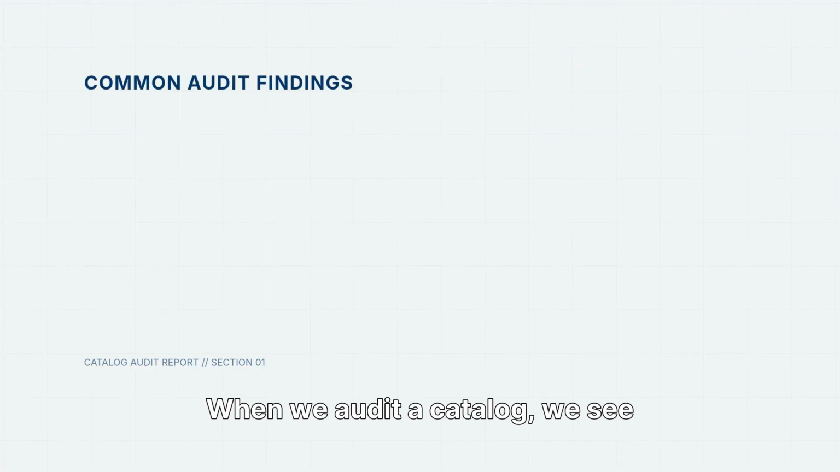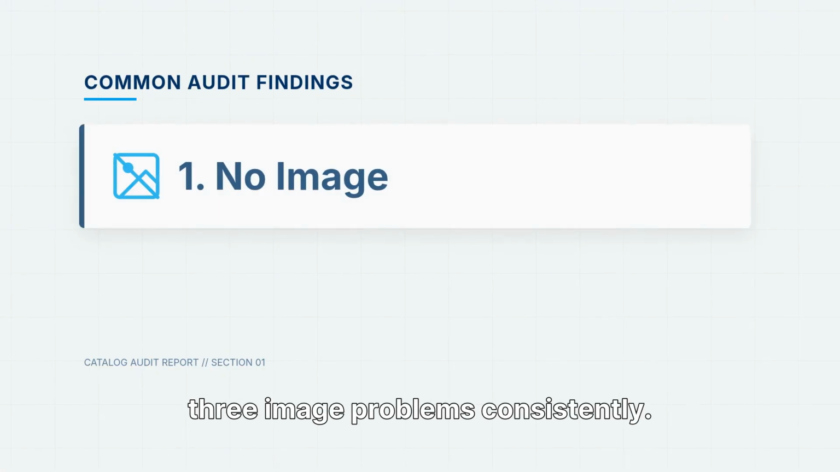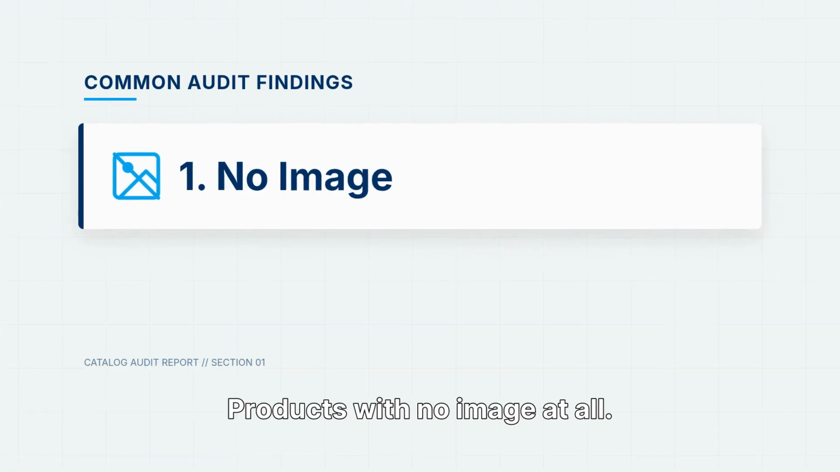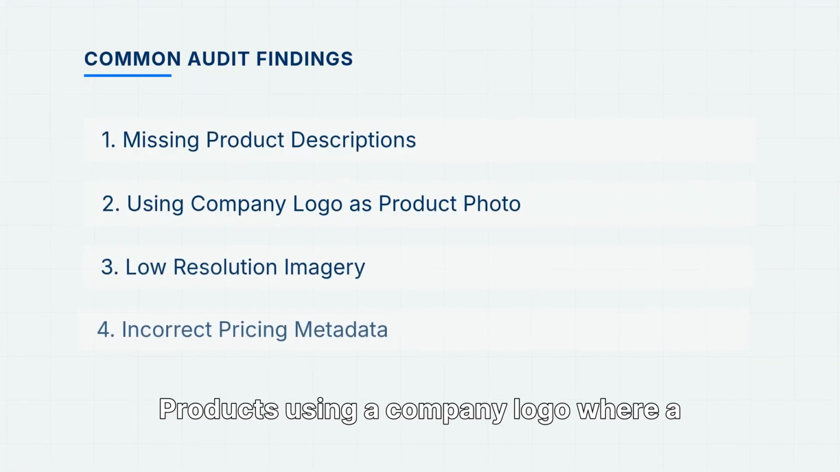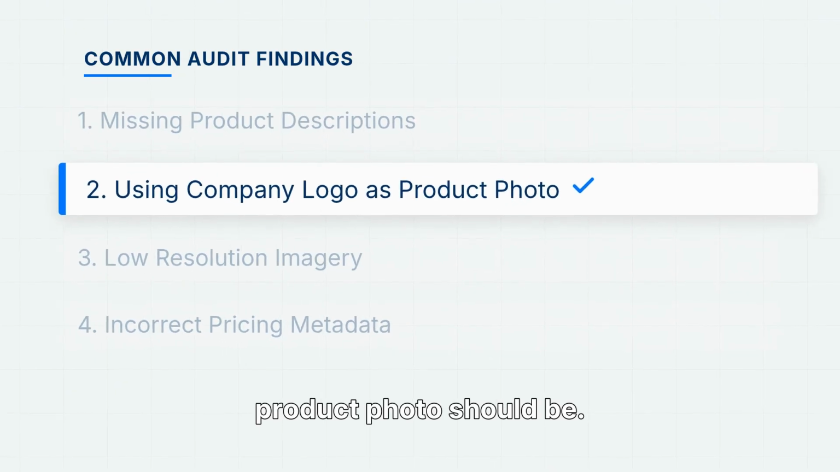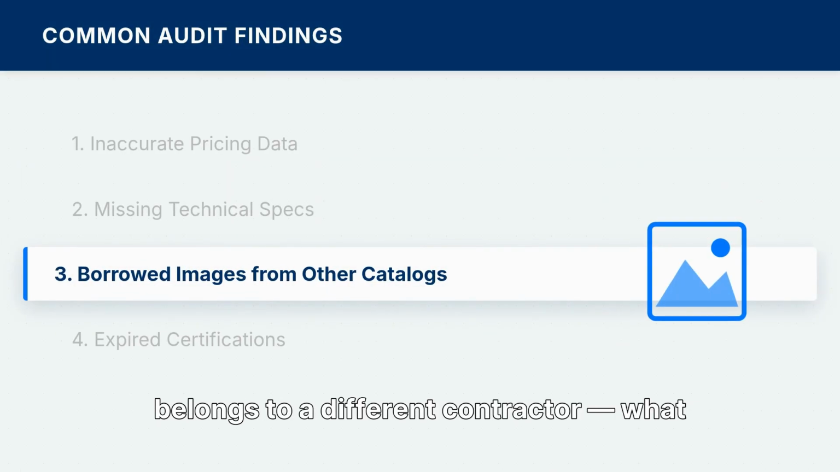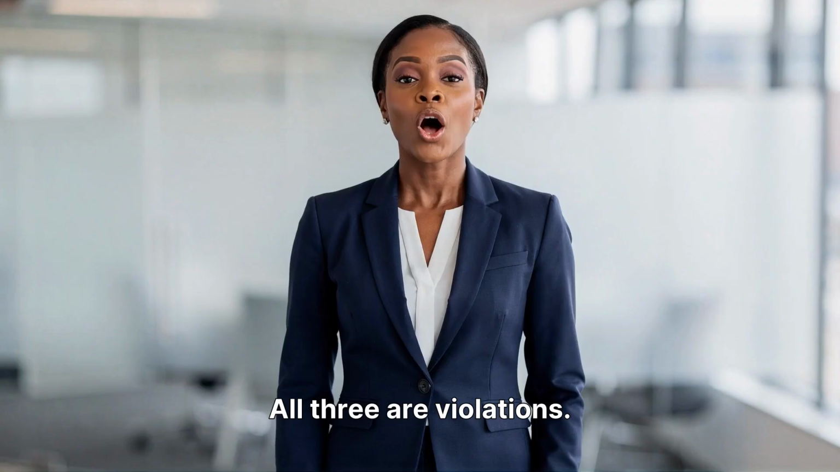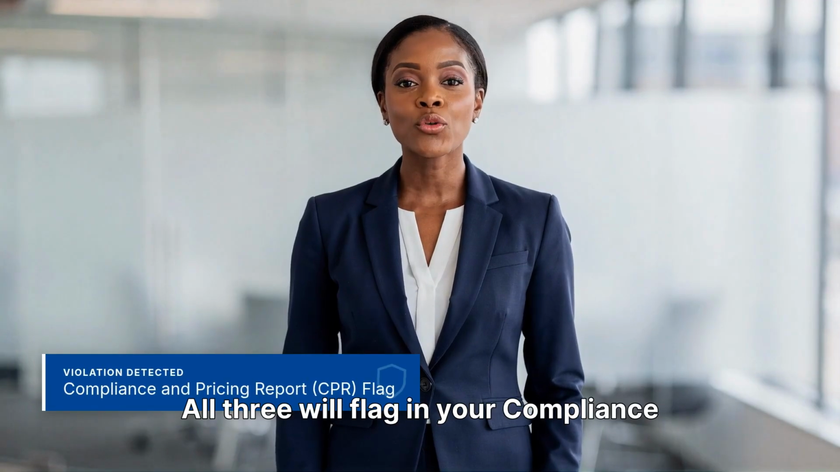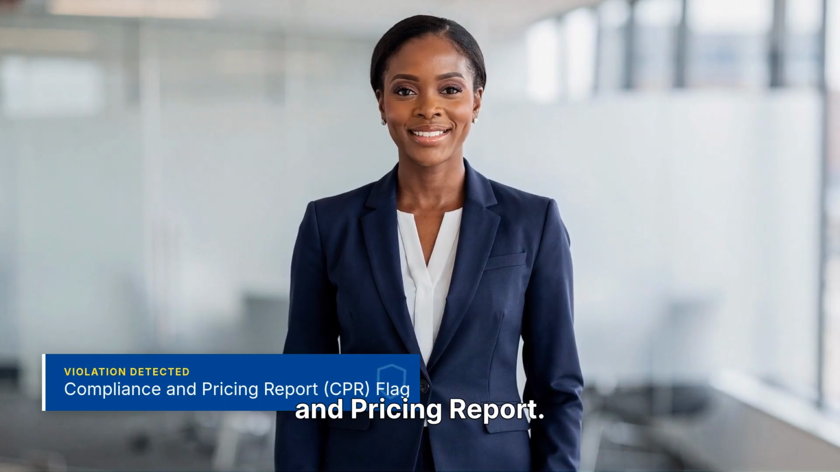When we audit a catalog, we see 3 image problems consistently. Products with no image at all. Products using a company logo where a product photo should be. And products showing an image that actually belongs to a different contractor, what we call a borrowed image. All 3 are violations. All 3 will flag in your compliance and pricing report.